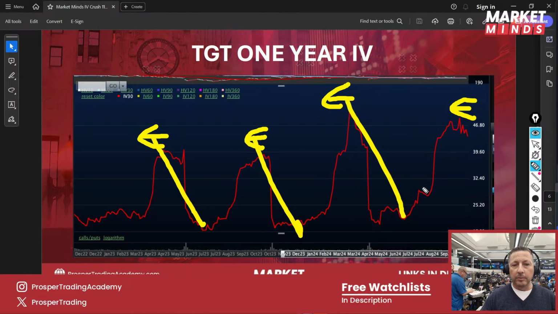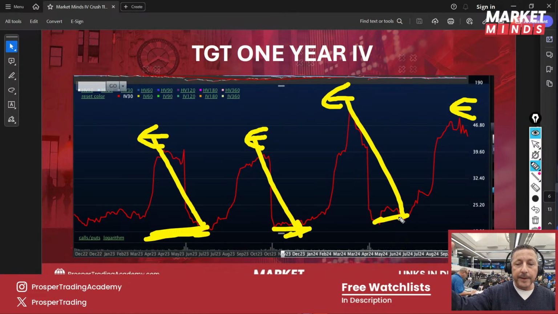It will normalize. That's one of the consistencies and one of the characteristics of Vega, of implied volatility, is that it will always normalize. When it's really, really cheap, it is going to move higher. And when it's really expensive, it is going to move lower. Now, we don't know the exact timing, but with 100% certainty, it will happen.